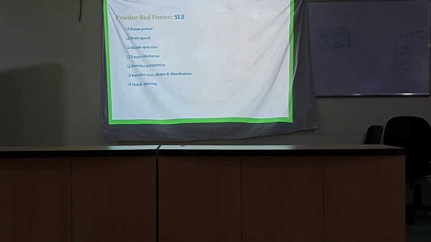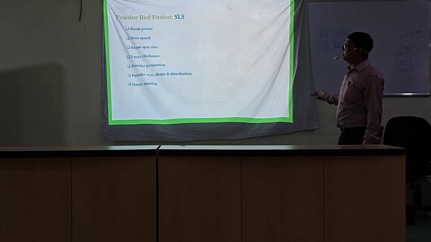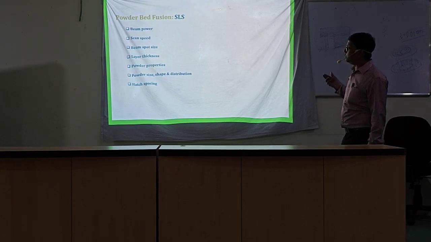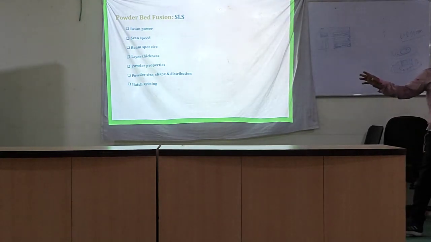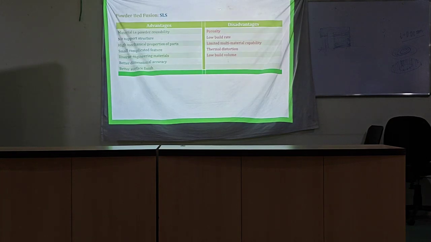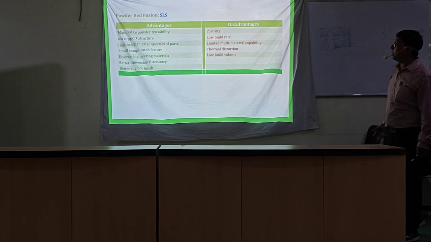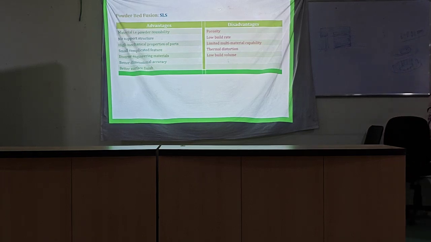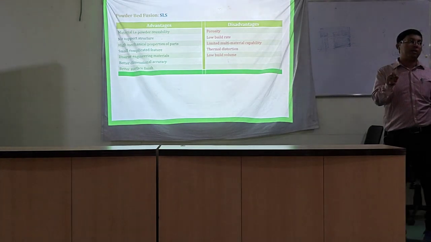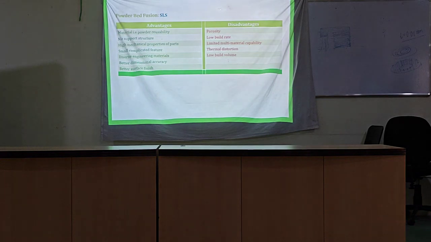Next, this is the process parameter. Obviously, as there is a laser, laser beam power, laser beam size, laser beam speed, and layer thickness are the common process parameters for most of the process. Next is the advantage. Powder reusability that I mentioned, no support structure is required, high mechanical property is possible, and any small critical complicated feature is possible because the laser beam diameter you can control to the very small, micron level. So that small feature you can create, better dimensional accuracy is possible, better surface is possible.